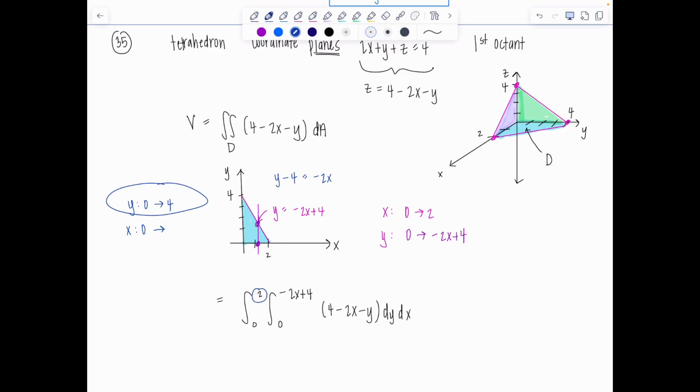Whichever ones are constant, those limits have to be on the outside. So since these are limits for x, they have to match. Those go on the outside, because you won't get a constant for your answer if the outermost limits aren't constants. If they have variables in them, your answer will have a variable in it, right? And that's a problem.